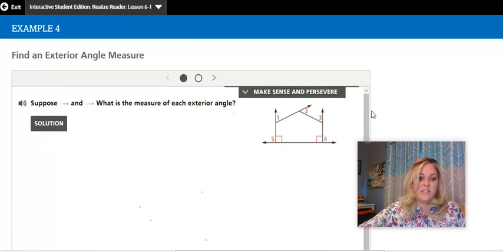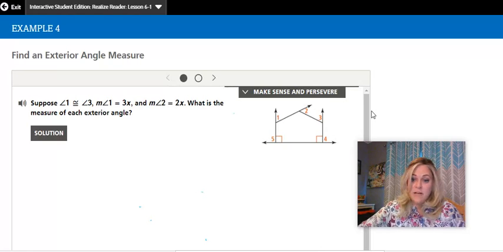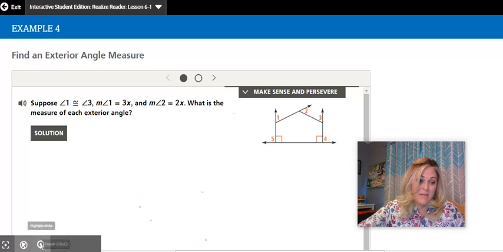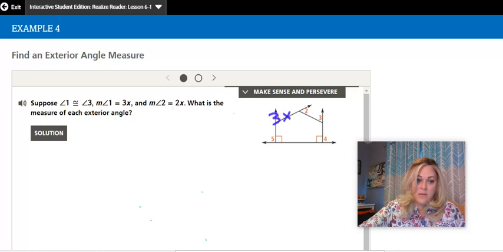So if you need to find an exterior angle measure and you know some things, let's look at this. Angle 1 is congruent to angle 3, and angle 1 is 3x. I'm going to label these. Angle 1 is 3x, and 1 and 3 are the same, so this is 3x as well. Then the measure of angle 2 is 2x, so I'm going to put 2x right up there. And these are both 90. So what is the measure of each exterior angle?